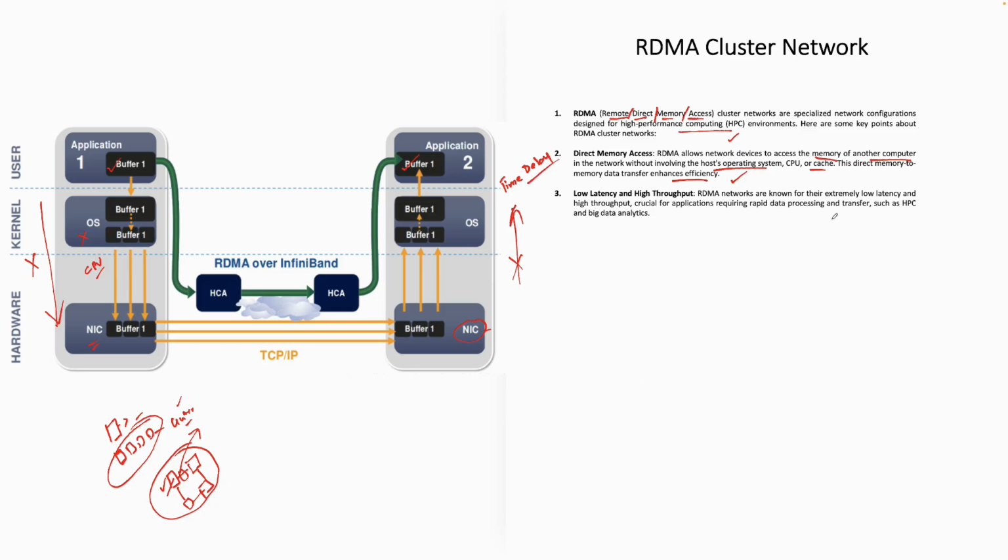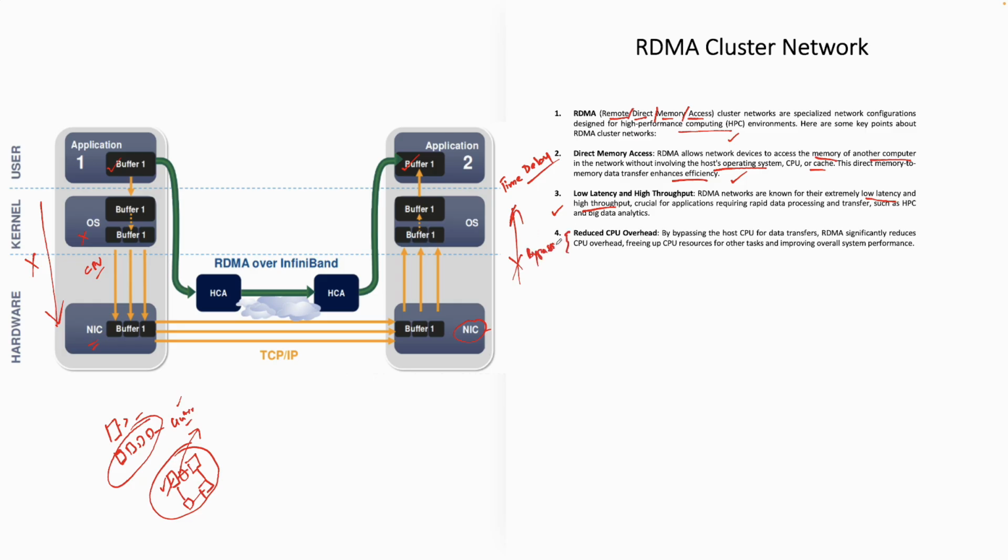So RDMA networks are known for their extreme low latency and high throughput, right? You want to get the work done, more complex tasks to be done within less time, right? Which are crucial for applications which require rapid data processing and transfer, such as big data analytics, AI and all, right? And obviously, as I said, you are bypassing the layers, right?